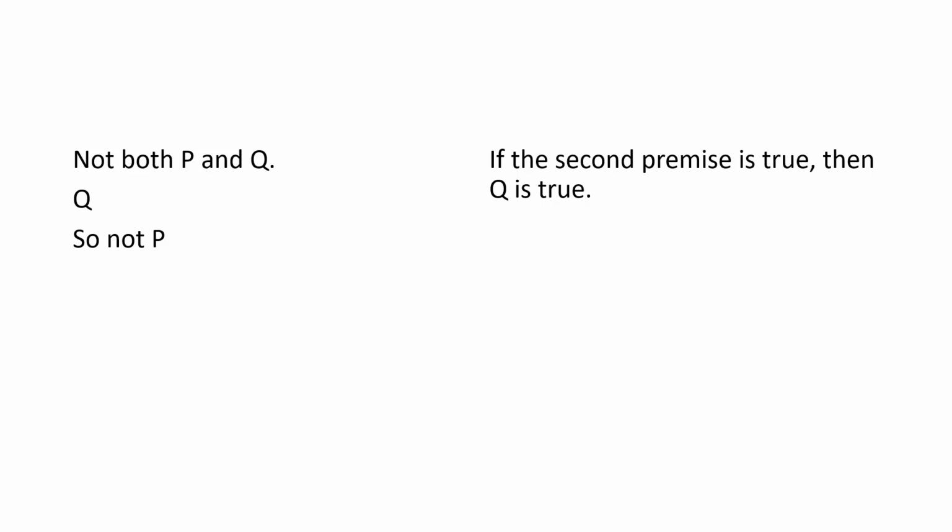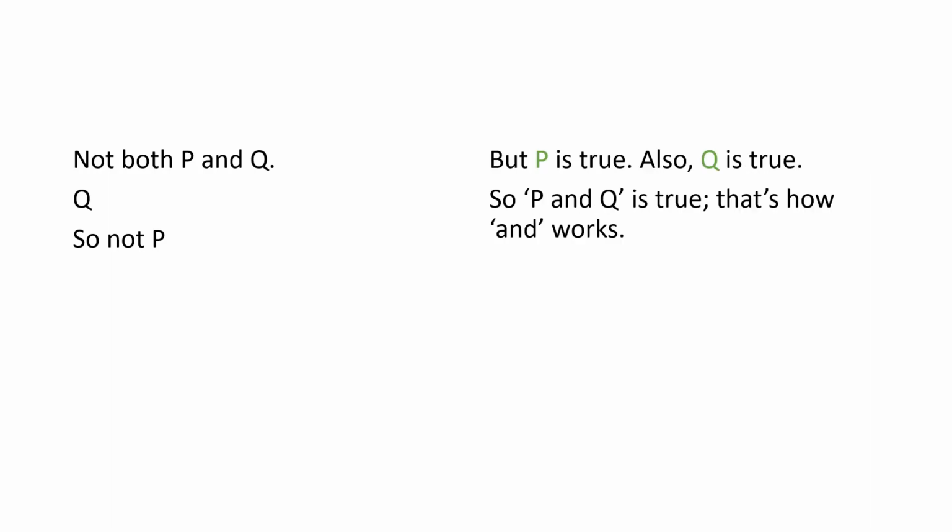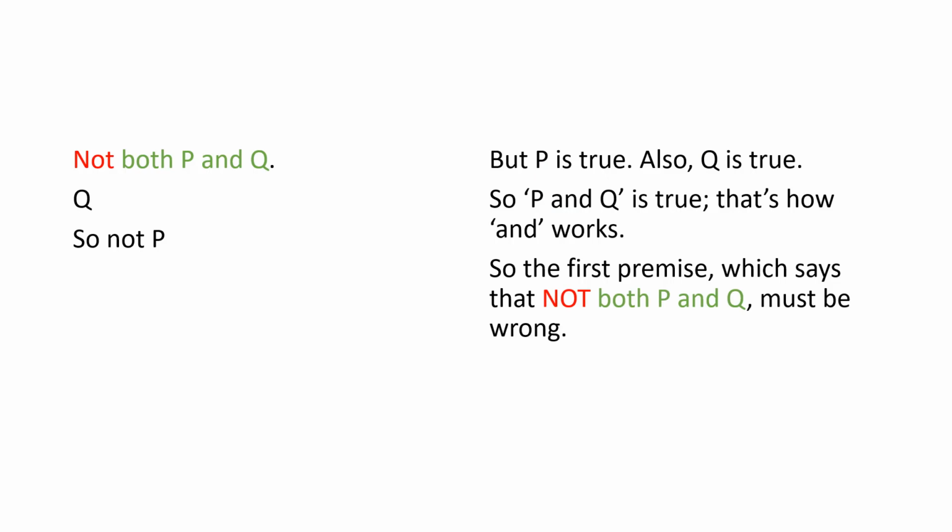Now, if the second premise is true, then Q is true. But P is true, and also Q is true. So that means P and Q is true. We know that because we know how the word and works. Now the first premise, which says not both P and Q, must be false. Because remember, both P and Q was true. So to say it's not is false.